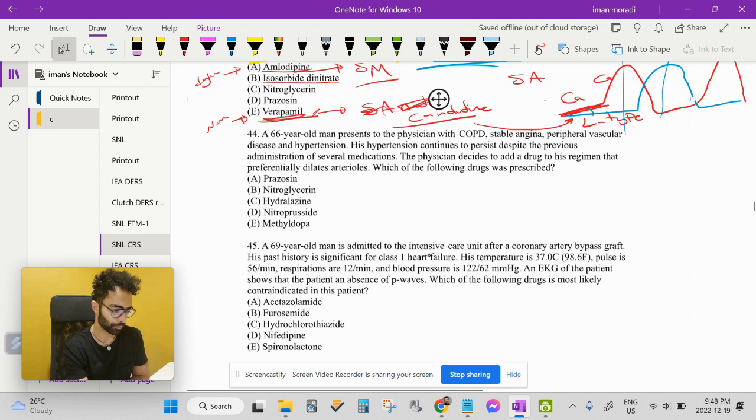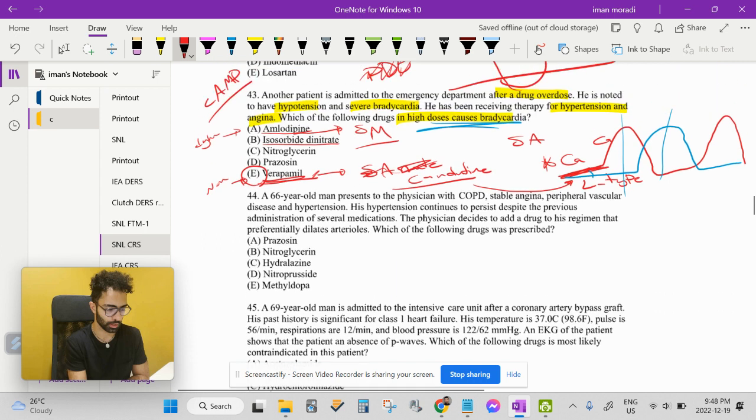Okay, it's 44. So the answer to this one is verapamil. Just like I explained here, it can decrease the heart rate.